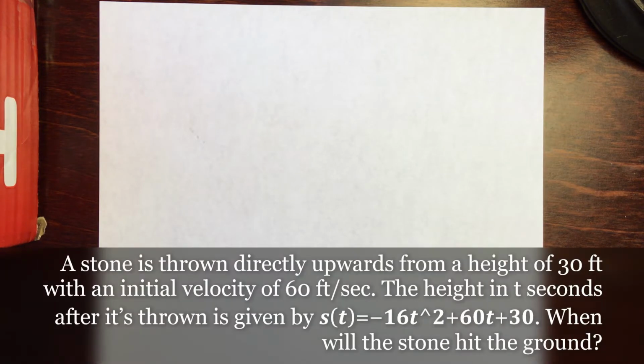A stone is thrown directly upwards from a height of 30 feet with an initial velocity of 60 feet per second. The height in t seconds after it's thrown is given by s of t equals negative 16t squared plus 60t plus 30. When will the stone hit the ground? Okay, that's a lot of words, pretty much just to say this equation tells you height. When will the stone hit the ground? So when is the height equal to 0?